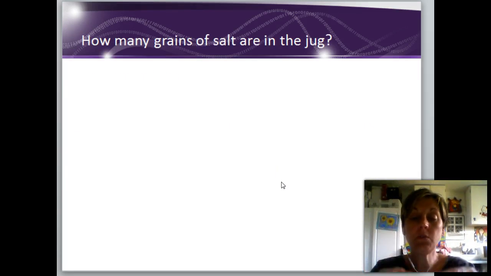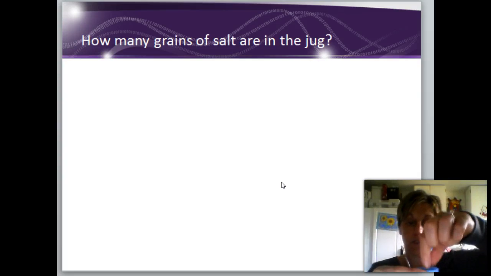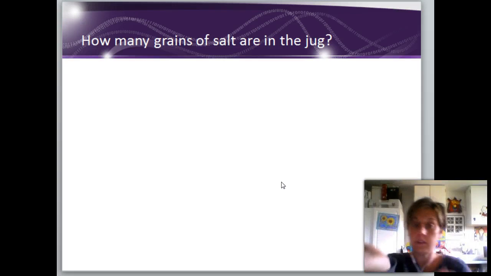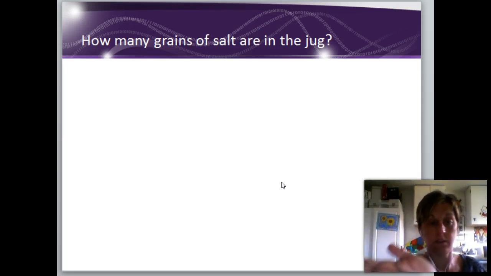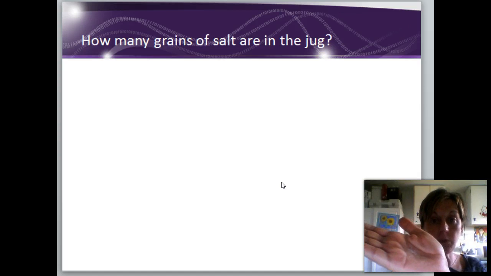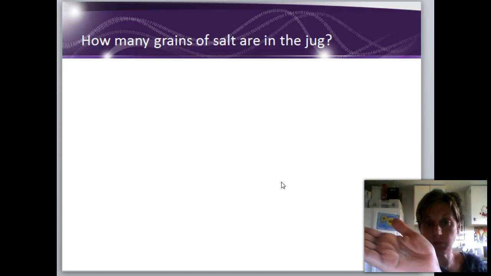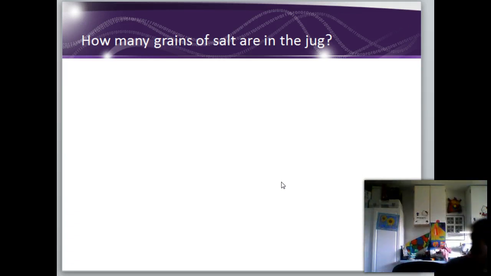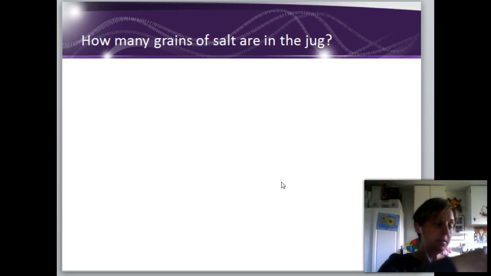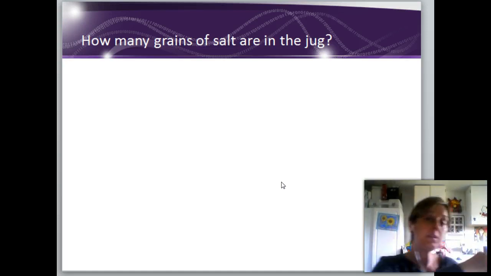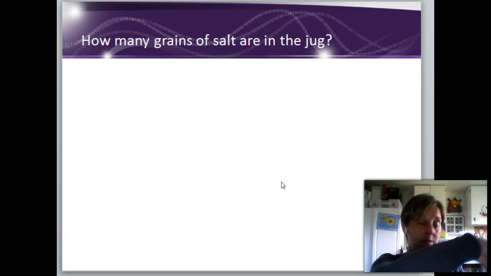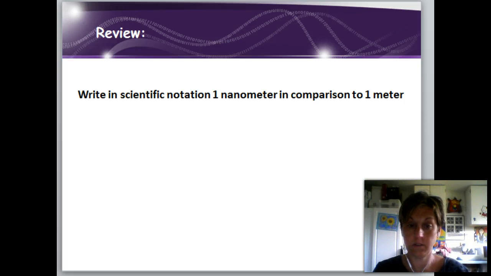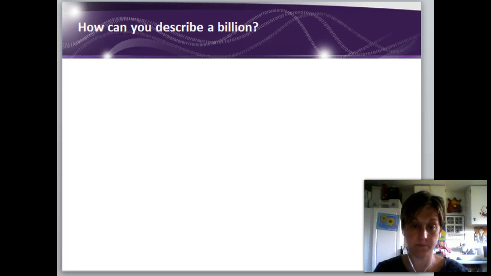That's okay. So what I might do is I might take a pinch of salt. So if I take a pinch of salt and I put that down, okay, and I have it on my hand here, I could probably count the grains there, right? That's a little bit more manageable to count those grains. So if I were to do that, I would come up with about 1,000 grains of salt in that pinch. Okay?